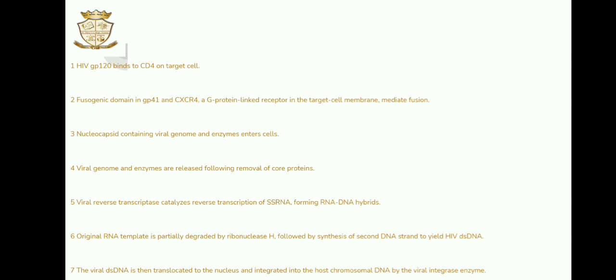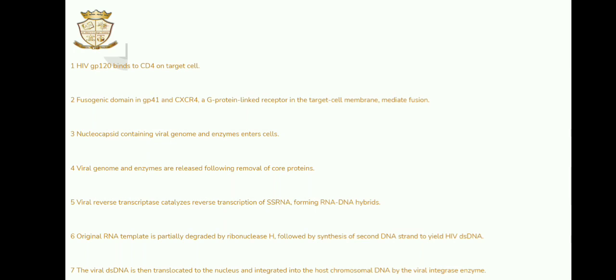HIV glycoprotein 120 binds to CD4 on the target cell. The fusogenic domain in glycoprotein 41 and CXCR4, a G protein-linked receptor in the target cell membrane, mediate fusion. The nucleocapsid containing the viral genome and enzymes enters the cell. The viral genome and enzymes are released following removal of core proteins.